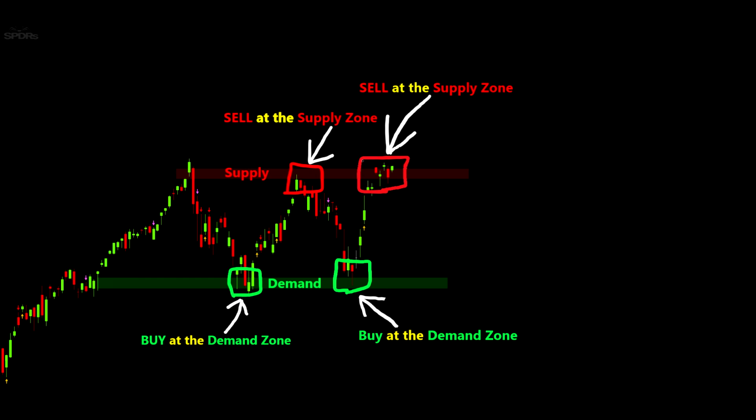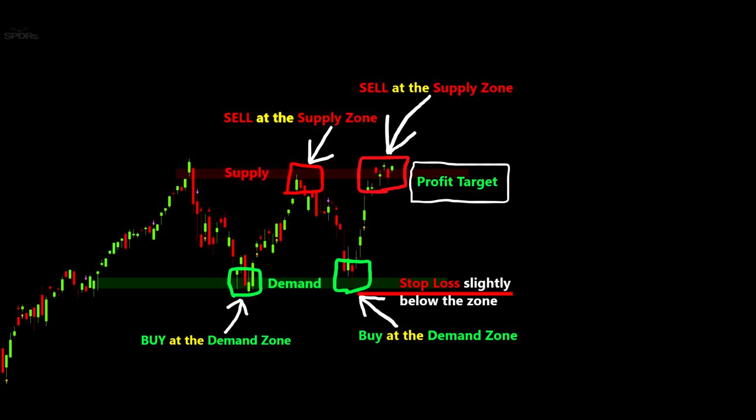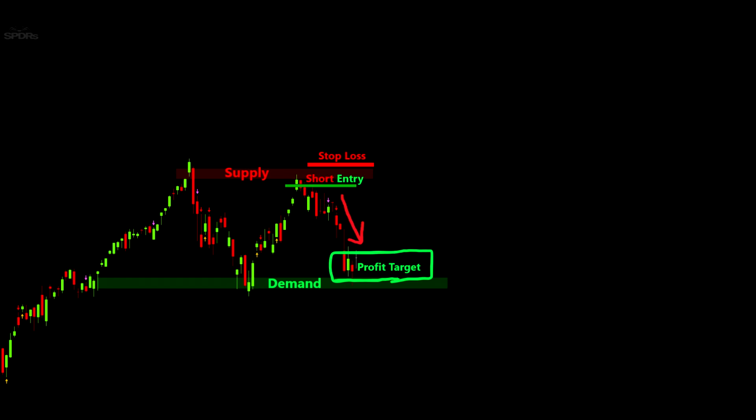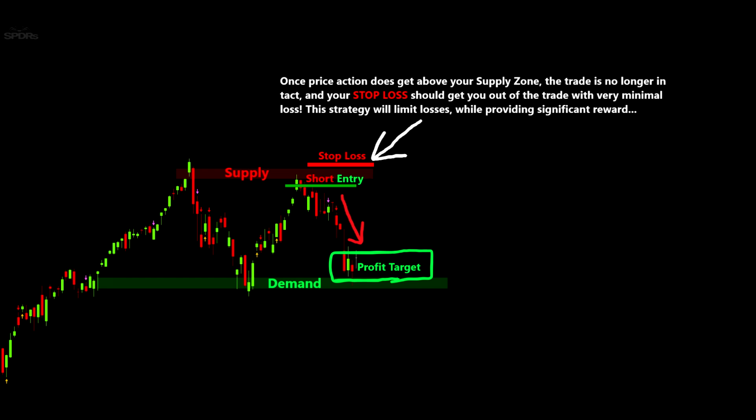So you're going to be long at the demand zone with a stop loss slightly below the zone with your profit target at the supply zone. When you're shorting at the supply zone, or when you're selling at the supply zone, you're going to have your target at the next demand zone lower. And your stop loss for the short entry is going to be just above the supply zone. So when price action does break above the supply zone, you're no longer in the trade, your stop loss will hit, the setup is no longer in play.